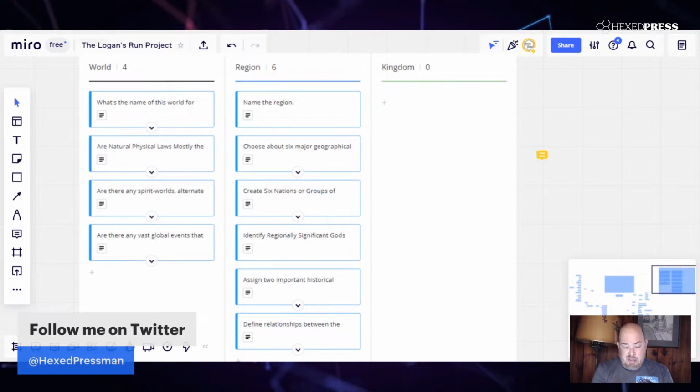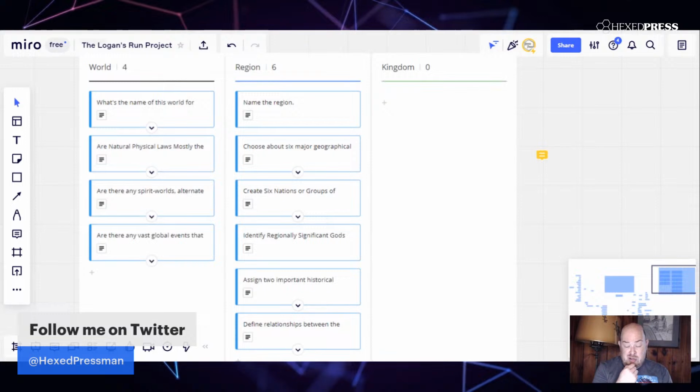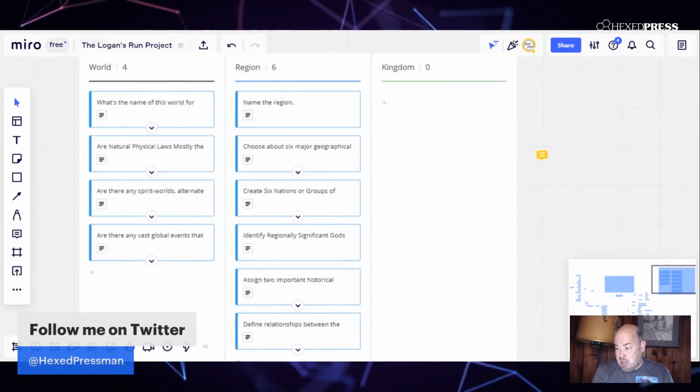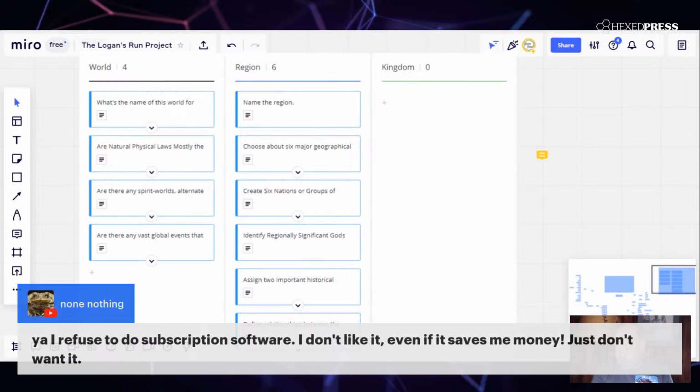Obviously, this is an open conversation. So let me know if you feel we really need to see this or that, or if you have an idea for a better view. Someone says, I refuse to do subscription software. I don't like it, even if it saves you money. I just don't want it.